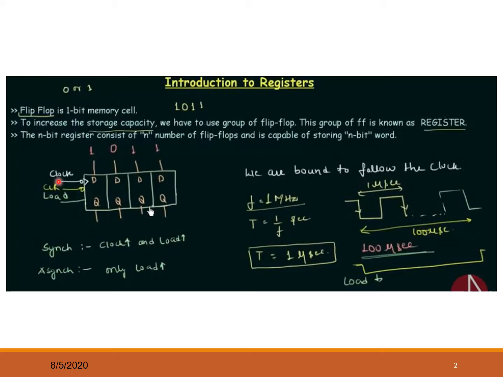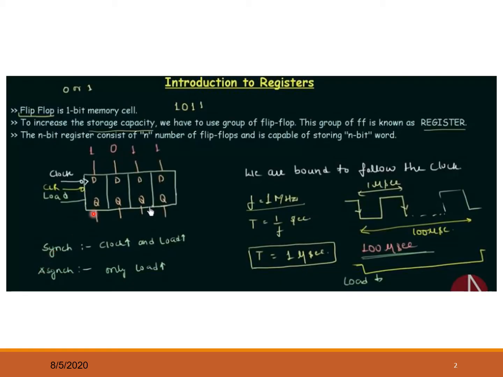So think about this as a typical register block. It is based on, or consists of, flip-flops. So consider we have 4 D flip-flops connected together in series. So this is a D flip-flop, and to make it a register we need to have clock, clear and load, right? So it could be a synchronous register or an asynchronous register.